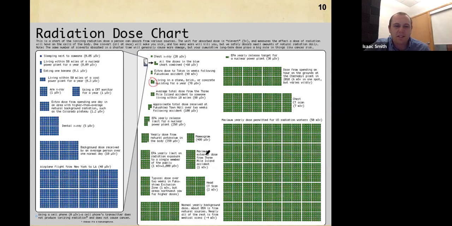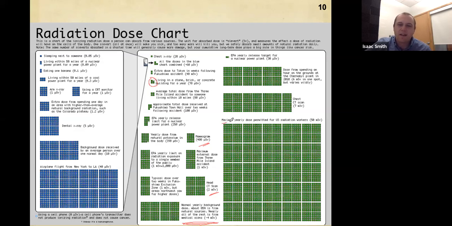Anyway, you can look through this. It's kind of interesting. Mammograms here, a head CT scan. This is your yearly background dose, okay? So kind of just what everybody gets. It's about that, 4 millisieverts.